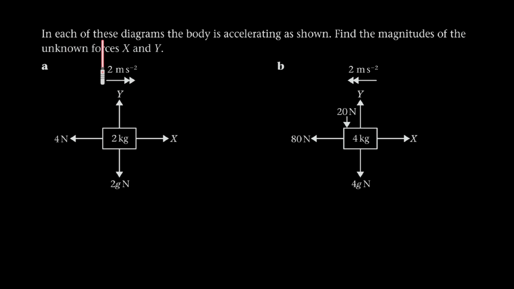But before that, let's read the question. In each of these diagrams, the body is accelerating as shown. Find the magnitudes of the unknown forces x and y. Now, first of all, both these examples relate to horizontal motion. That means motion is in the horizontal direction. In the first diagram, the particle is moving to the right. In the second diagram, the particle is moving to the left.